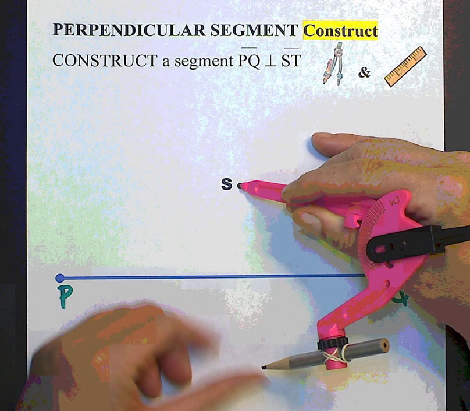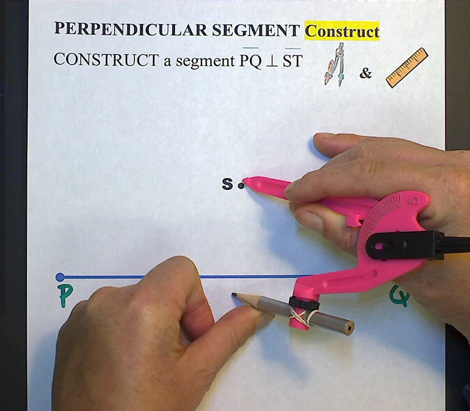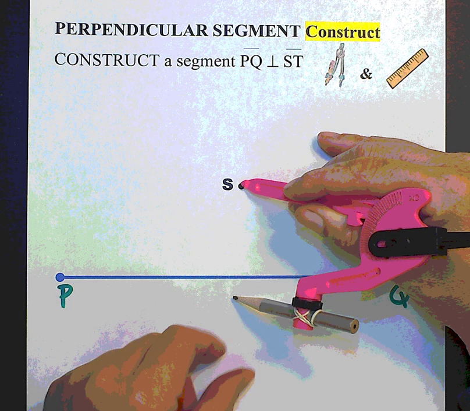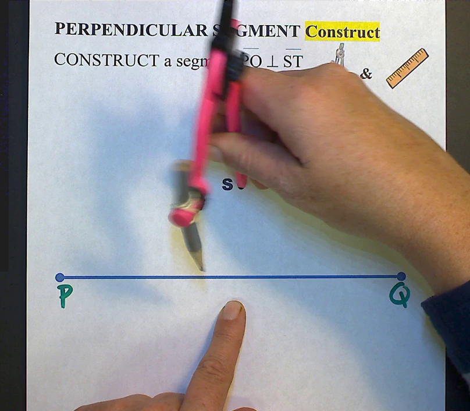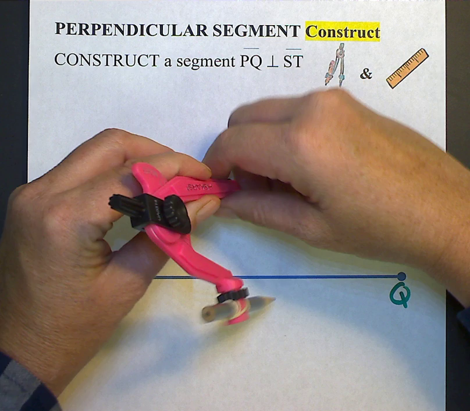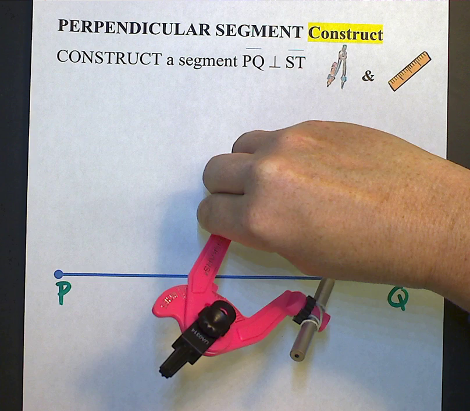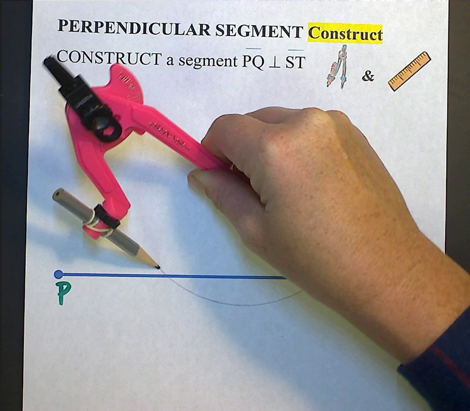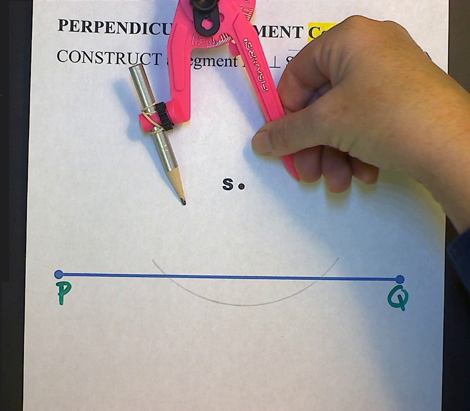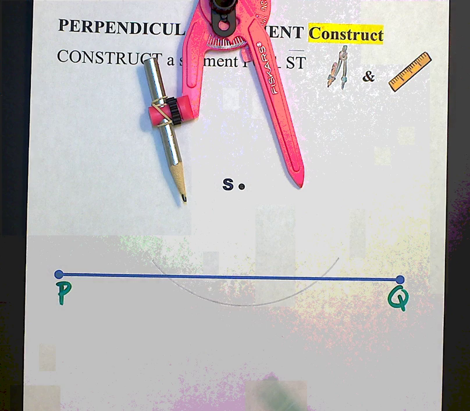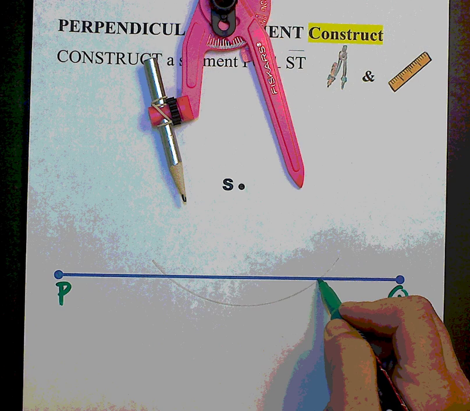You want to set your compass setting so that the anchor point is on S and your drawing point is just beyond the line. You're going to plant and tilt, and you're sweeping a smiley. One single arc there. You see what I mean by smiley? Now you're going to darken the dimple. Smiley, dimple, dimple.